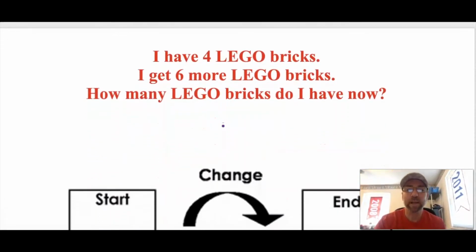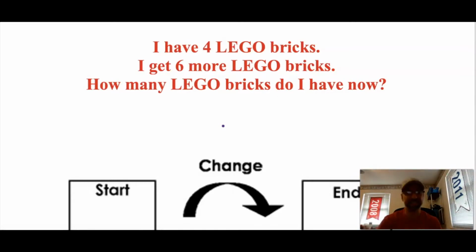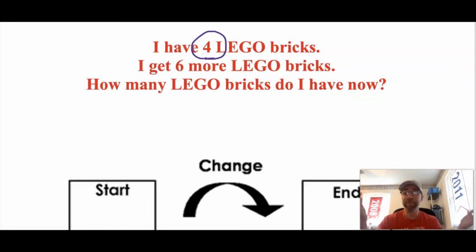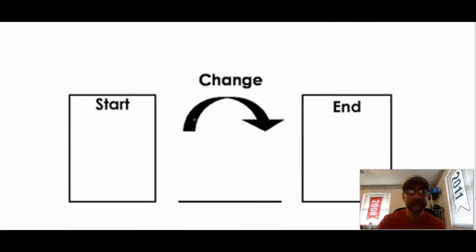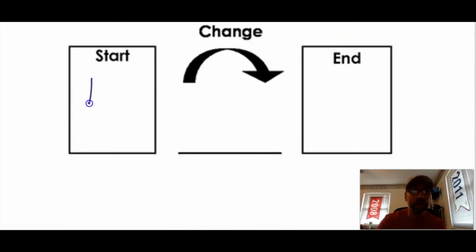This time, we're talking about some Lego bricks. It doesn't always have to be about pennies. I have 4 Lego bricks. I get 6 more Lego bricks. How many Lego bricks do I have now? So what did I start with in our story? The start is the beginning. My first sentence tells me I have 4 Lego bricks. Let's go ahead and write a 4 in our start box. 4 Lego bricks.